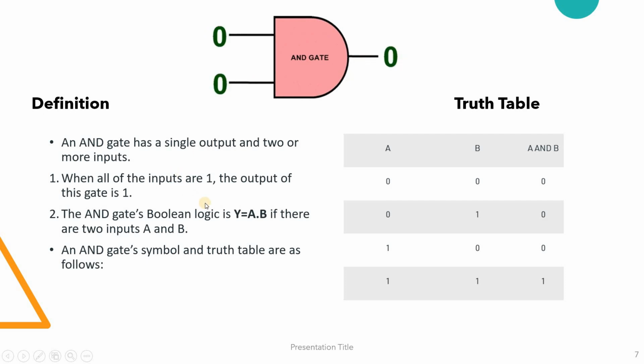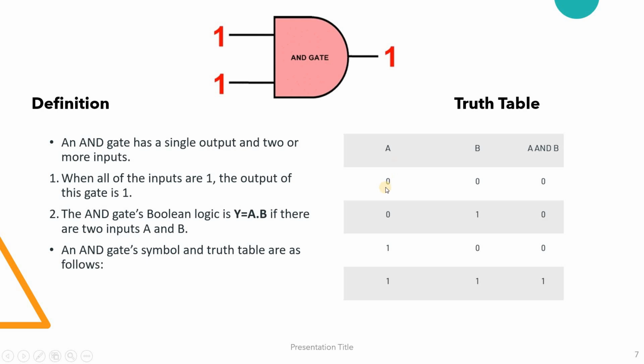Which means, assume you are getting the output as Y, we are multiplying the two inputs, A into B. Here we do not use the multiplication symbol asterisk, we use only the full stop to indicate the multiplication. This is the truth table for the AND gate.